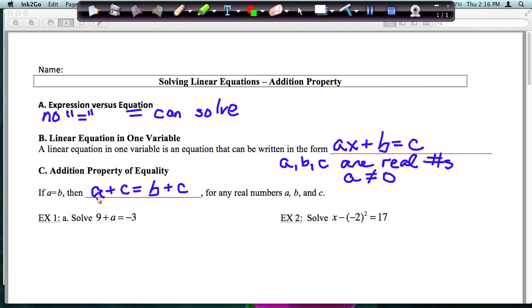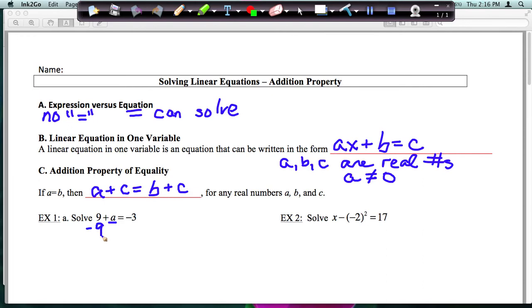So if I go to example 1, it says solve 9 plus a equals -3. My goal is to get this variable right here, a, by itself. So I'm going to look at the term that's next to it, which is a 9, and I want to get rid of this 9. So this is a positive 9, because remember, you take the sign in front of the number, and in order to get rid of a positive 9, you have to do the opposite operation. So the opposite of a positive is a negative. And I'm going to subtract 9 from both sides.